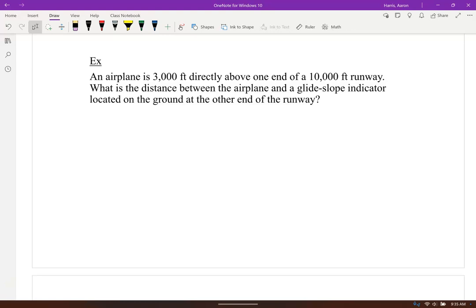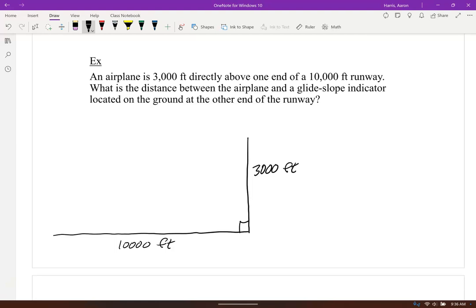And let's do one more application. We've got an airplane that is 3,000 feet directly above one end of a 10,000 foot runway. Let's go ahead and draw this. Here's our runway, a 10,000 foot runway. The airplane is 3,000 feet directly above one end of it. Let me take the right end of it. So 3,000 feet directly above is this airplane. Oh, I can't draw an airplane. Airplane with a tail. Oh my goodness, can't draw. But anyways, it's 3,000 feet up there.